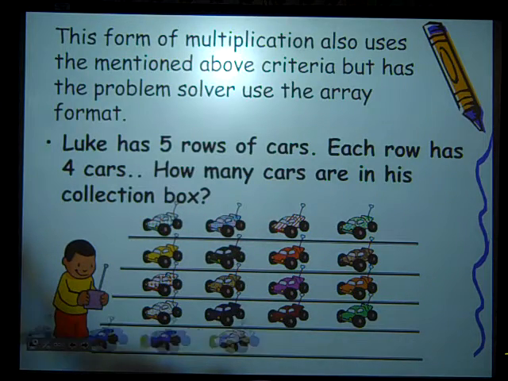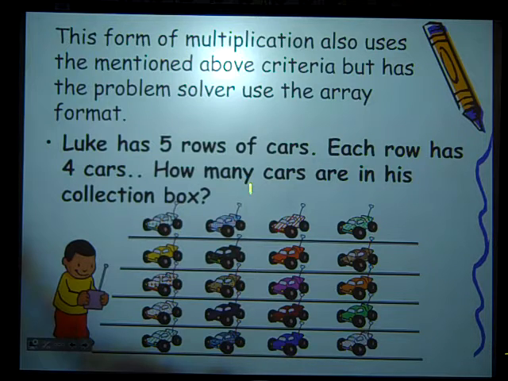Now I have columns. 1, 2, 3, 4 columns. And how many are in each column? 1, 2, 3, 4, 5. So if I look at it from an array approach, the number of rows, 5, times the number of columns, 4, still gives me 20 cars. Does that make sense? Yep. You'll see this kind of question when they talk about bookshelves and things like that.